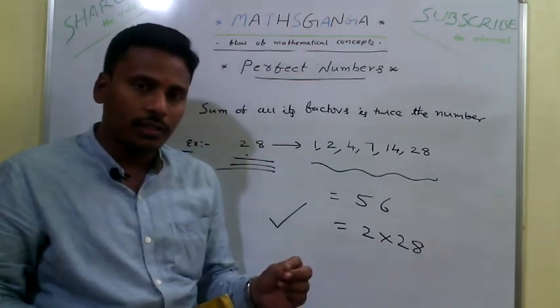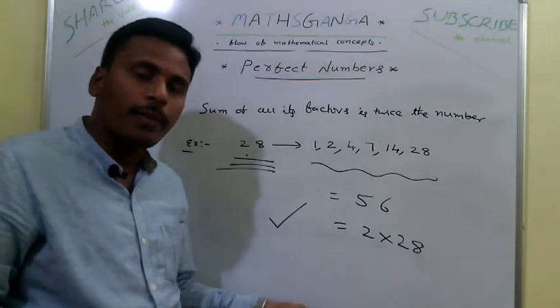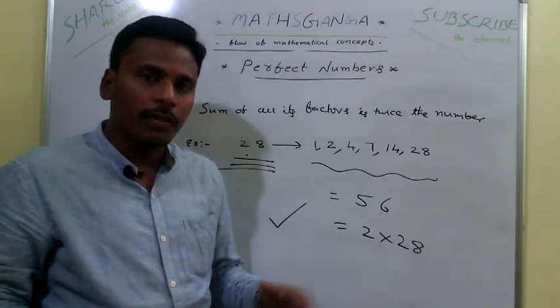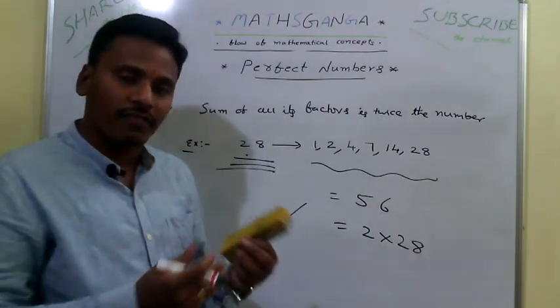So if we have a number, to check whether it is a perfect number or not, we need to list all the factors of the number, and after listing, we need to add all the factors.